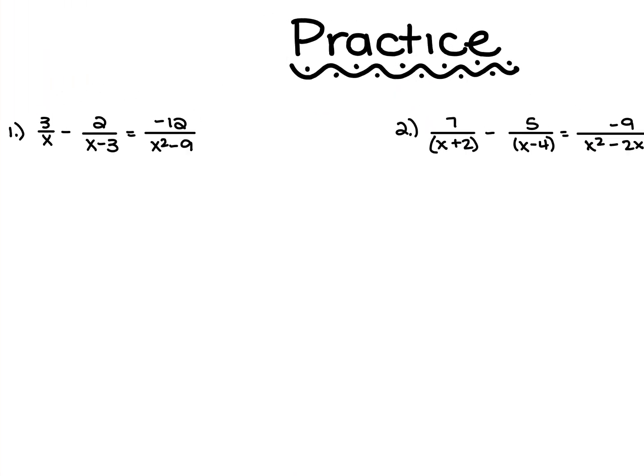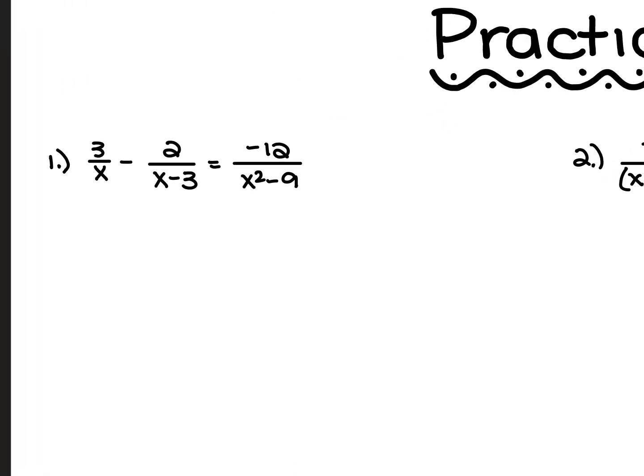If we look at some practice problems, for number 1, we have 3 over x minus 2 over x minus 3 is equal to negative 12 over x squared minus 9. This x squared minus 9 is x minus 3 times x plus 3. So our least common denominator from all 3 of these fractions is going to be x times x minus 3 times x plus 3, which means if we took parts of these and set them not equal to 0, we would have x is not equal to 0, x minus 3 is not equal to 0, and x plus 3 is not equal to 0.